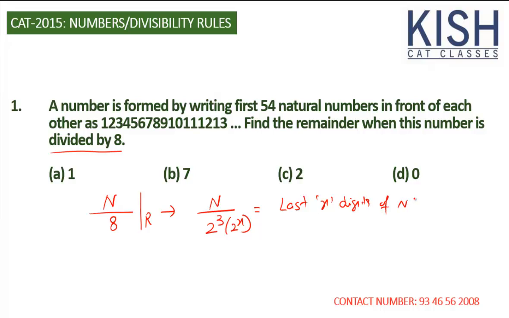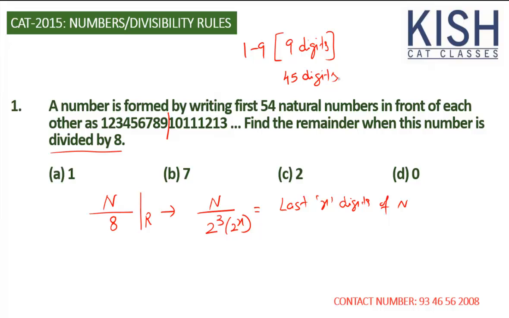Here x is 3, so we need to find the last 3 digits. Now how to find the last 3 digits of the number is quite simple. We are writing natural numbers in front of each other, that is 1, 2, 3, 4, 5, 6, 7, 8, 9. These are single digit numbers. So from 1 to 9, 9 digits are completed. Now since it's a 54 digit number, we need the remaining 45 digits.